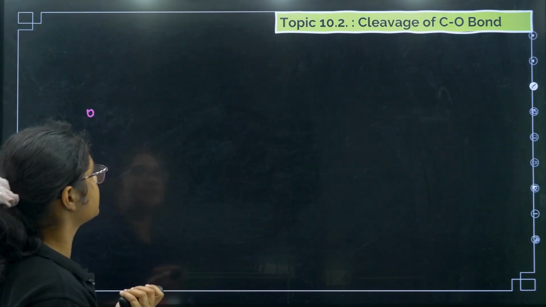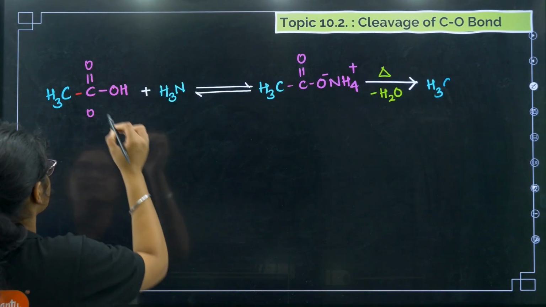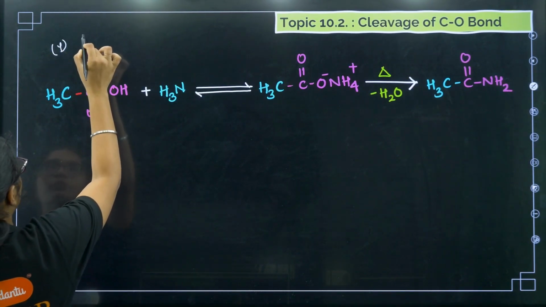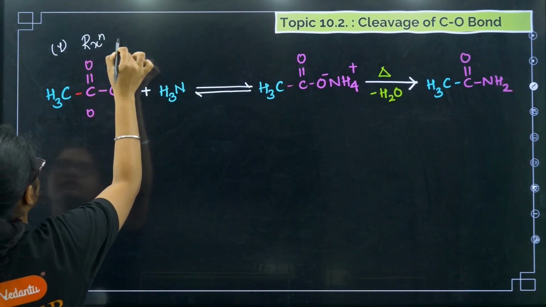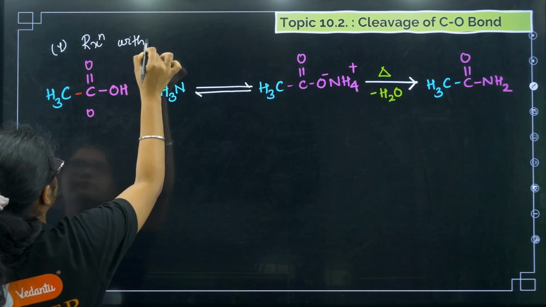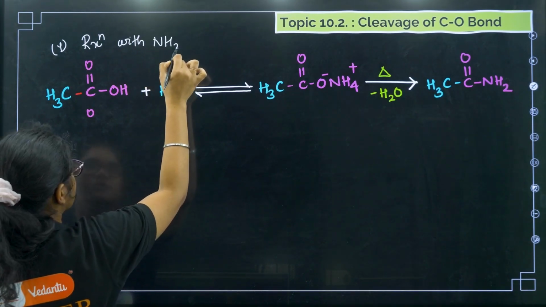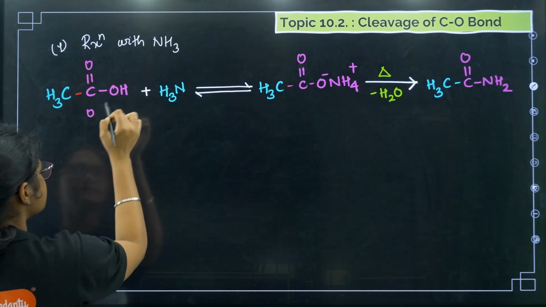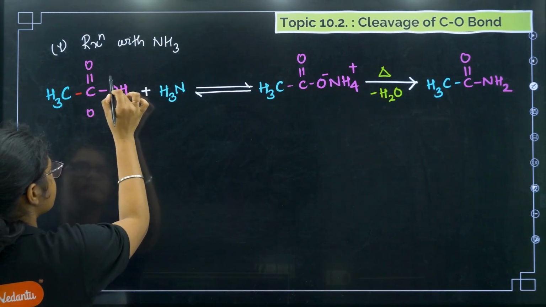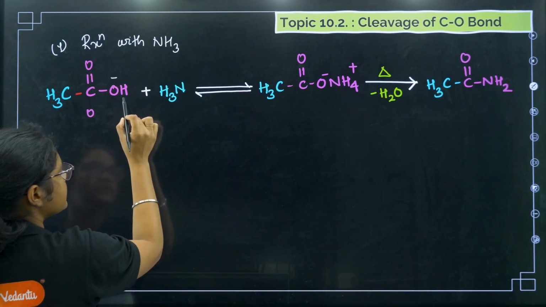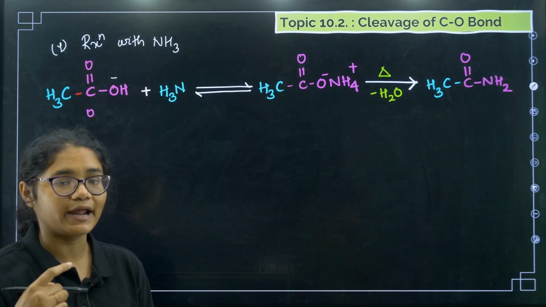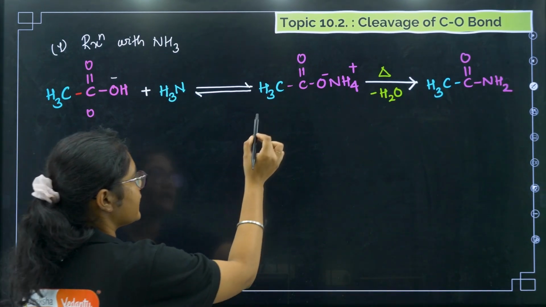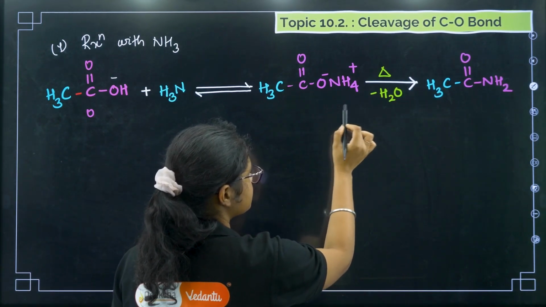Next, the fourth reaction. The fourth reaction, if you remember, was reaction with ammonia. So this is also a very easy reaction. See, first of all, what happens? This is an acid, right? So this one will give you O minus and H plus. This H plus is taken by ammonia to get NH4 plus. So we'll get CH3COO minus and NH4 plus.